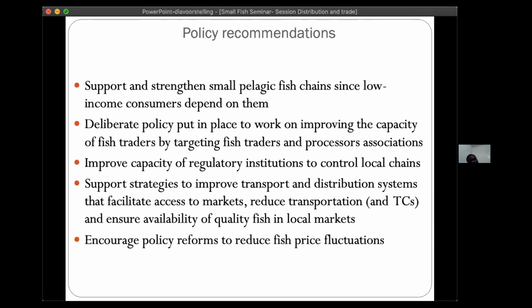Also, we have to put in place support strategies to improve transport and distribution systems to facilitate access to markets, reduce transportation and transaction costs and ensure availability of quality fish in local markets. Also, some policy reforms to reduce price fluctuations will also help.